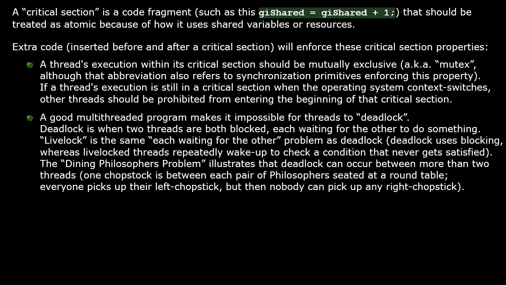Dining philosophers is the name of a theoretical problem which demonstrates how deadlock can occur between more than two threads. In the dining philosophers problem, each thread is like a philosopher eating at a round table, and there's one chopstick between each pair of philosophers. If everybody picks up the chopstick on their left, then nobody will be able to subsequently pick up the chopstick that was on their right, and so the whole system deadlocks without anybody being able to eat.